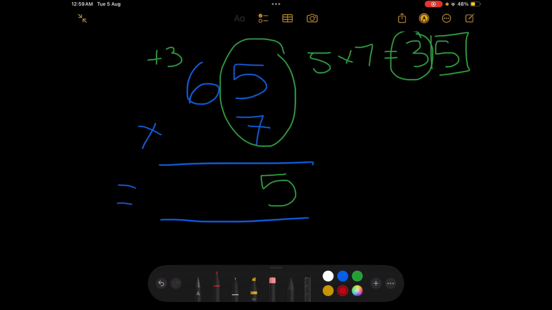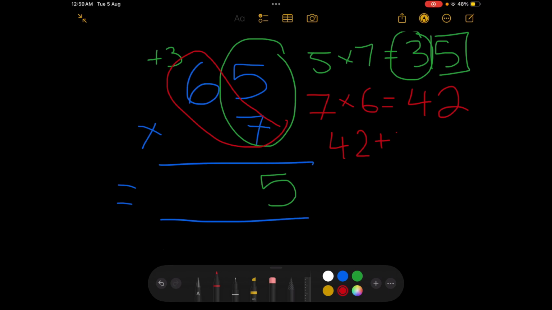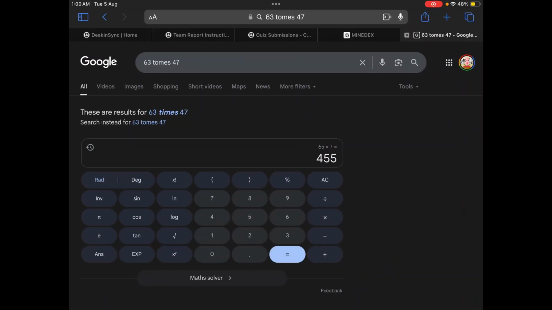So the second step to this is I am now going to multiply 7 and 6, which is 42. But now I need to do 42 plus the 3, which equals 45. So I bring the 5 there, put the 4 over there. The answer is 455. Now just to check, 65 times 7 is 455, which our answer was that.